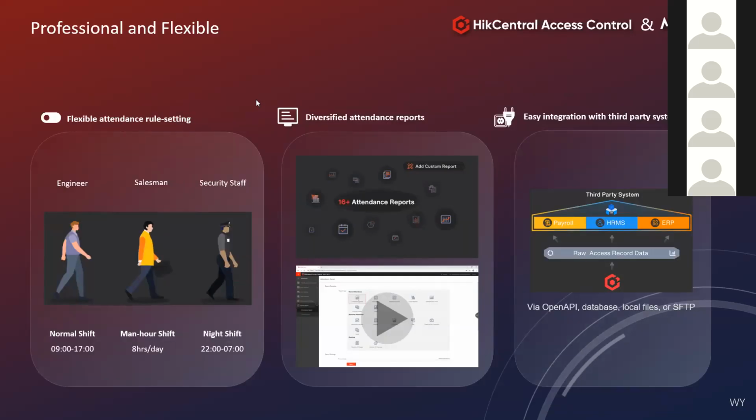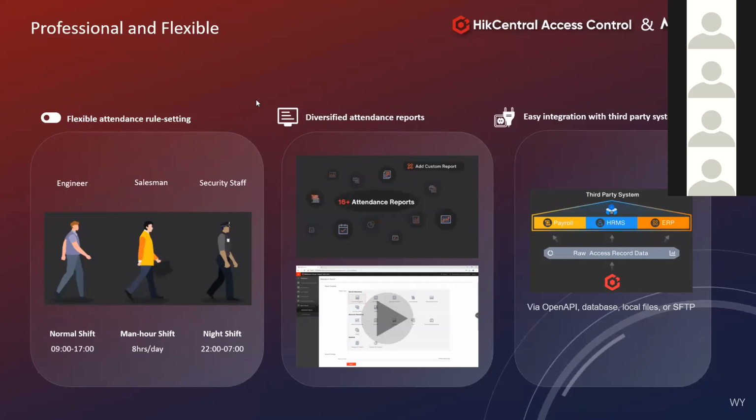Here you can see some of the professionalism and flexibility demonstrations of our software. With this software, all these shifts can be handled according to the job roles and all the departments in an organization. In this picture, you can see the engineer has a normal shift from 9 to 5 p.m., the salesman can go in and out at any time and just has to work 8 hours a day, and the security staff is working the night shift, 10 to 7 in the morning. So all these shifts can be managed with this high central access control software according to your requirement.